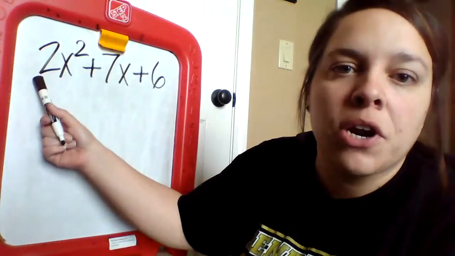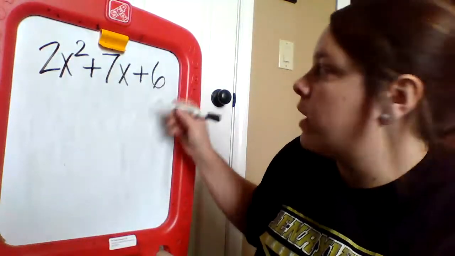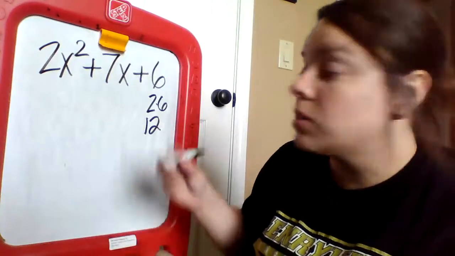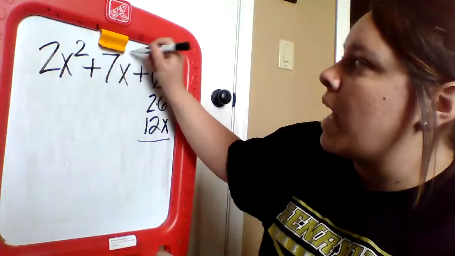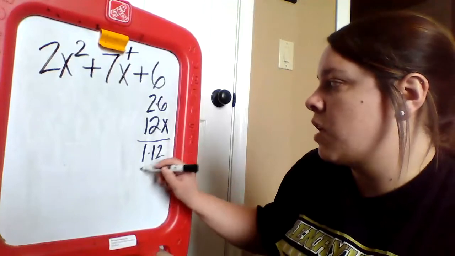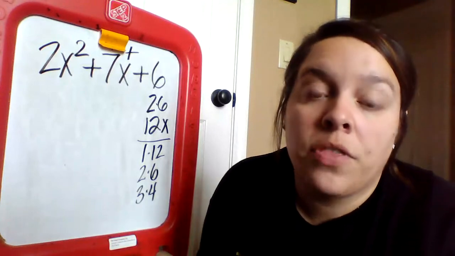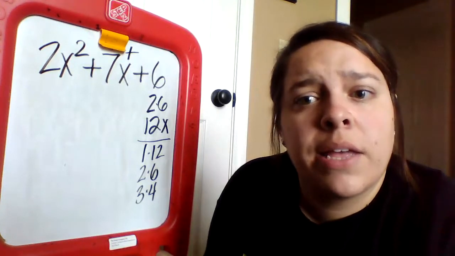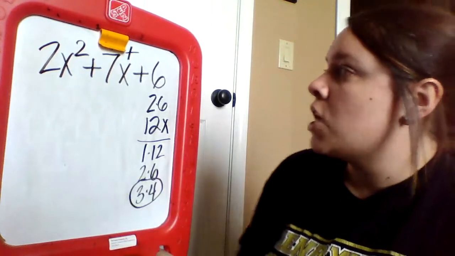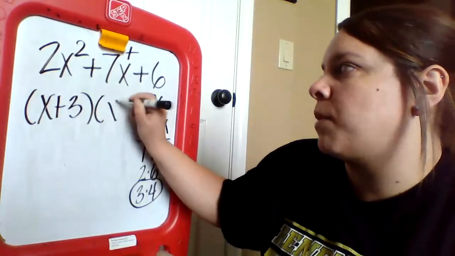Since there's an a term, I have to do slide, divide, bottoms up. So a times c is what I start with. 2 times 6, that's 12. I'm looking for two numbers that multiply to 12 but add to 7. Numbers that multiply to 12: 1 times 12, 2 times 6, 3 times 4, and that's it. Which one would add to 7? That would be 3 and 4. So I'm going to put those in parentheses: x plus 3 and x plus 4.